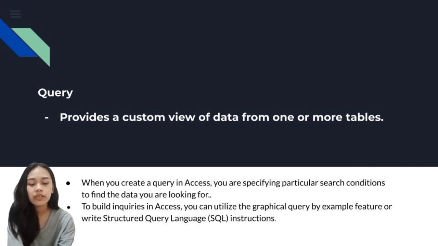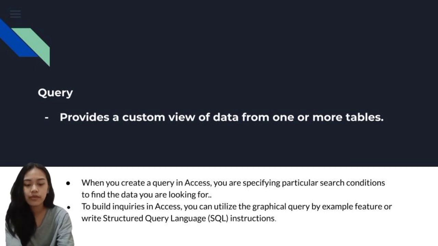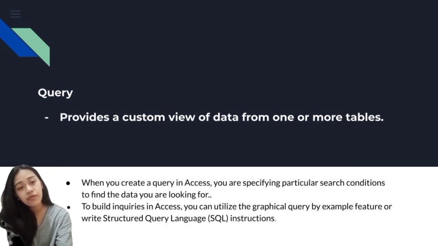Number 2 object in MS Access is query. It provides a custom view of data from one or more tables. Running a query is like asking a detailed question of your database. When you create a query in Access, you are specifying particular search conditions to find the data you are looking for.